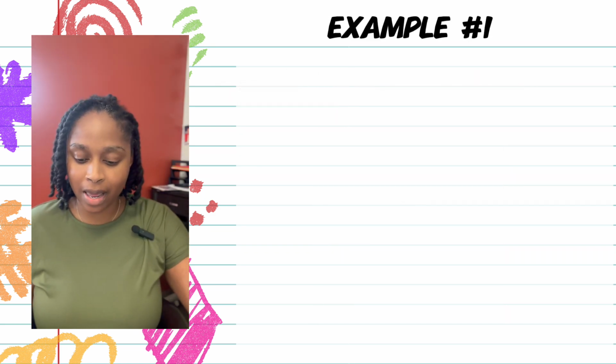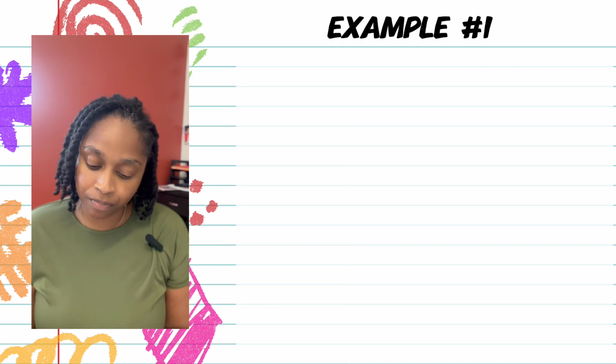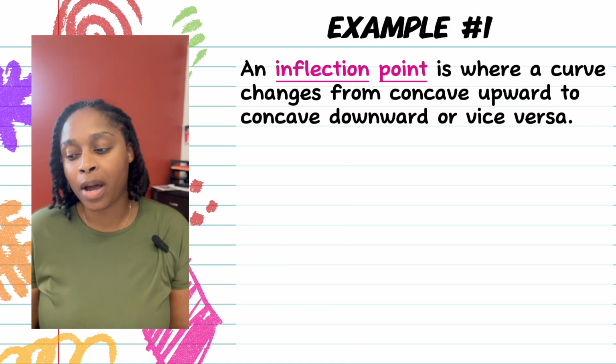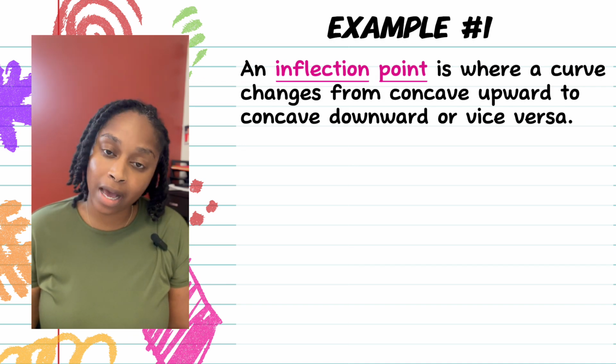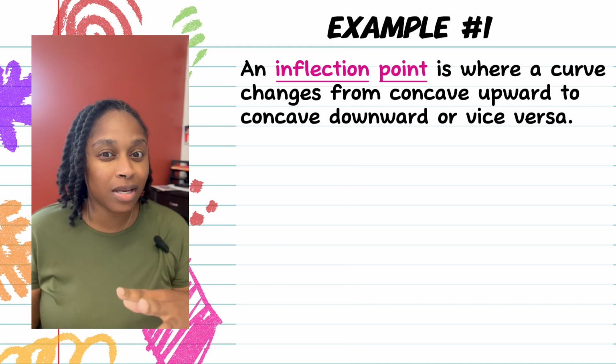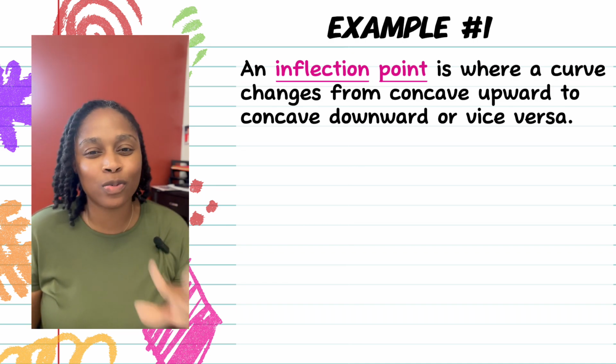Let's move on to the next section, example number one. You're going to fill in the blank for the first bullet. An inflection point is where a curve changes from concave up to concave down or vice versa. This is just a general definition. As you proceed in this course, it's going to become more defined and more complex, but for right now, this is what we're going with.